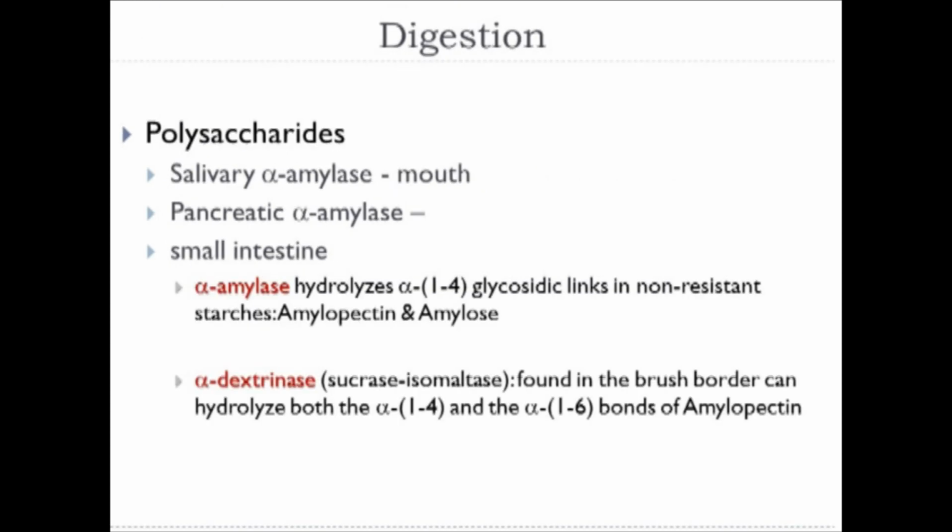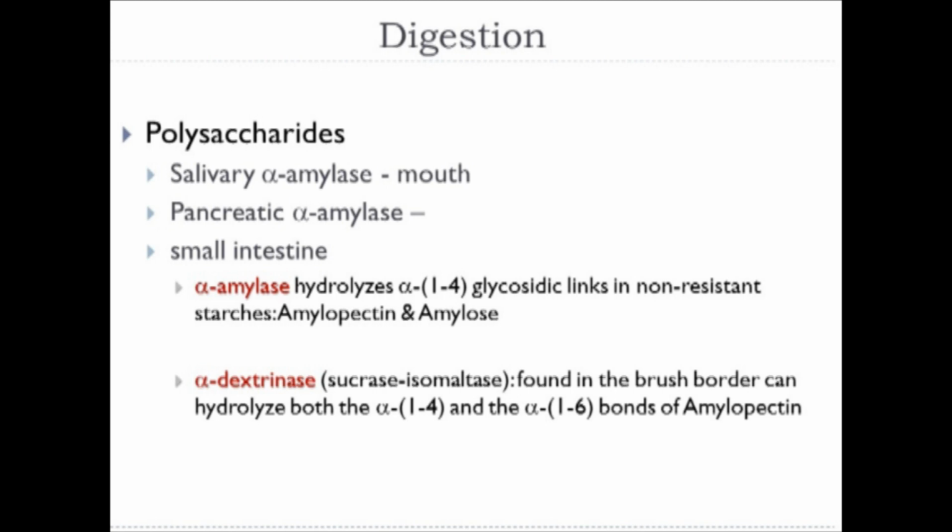Now I want to take a closer look at the enzymes that are secreted into the GI tract or into the mouth that are responsible for the breakdown of starches or polysaccharides, complex carbohydrates. And I mentioned earlier, when we were looking at the digestive anatomy, that in the mouth there are salivary glands, and these salivary glands secrete alpha amylase, and they begin the digestive processes of the starches. Then we have the pancreatic amylase, and this is secreted into the intestine.